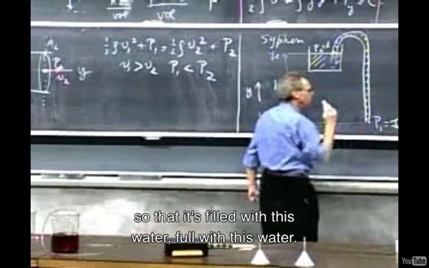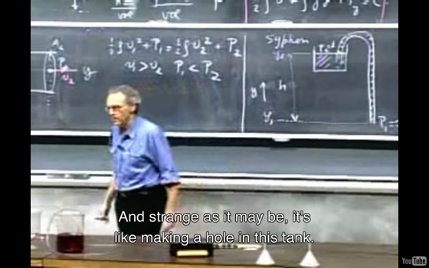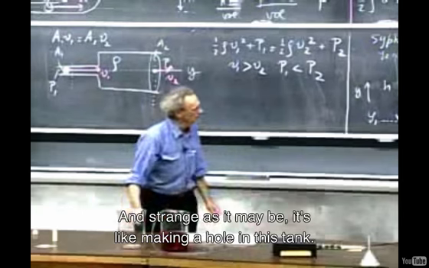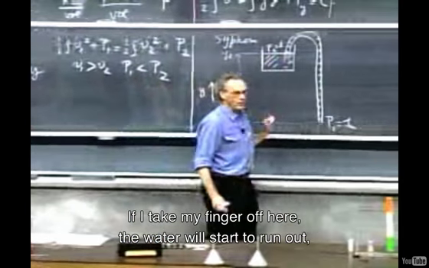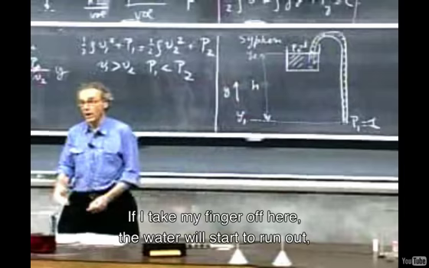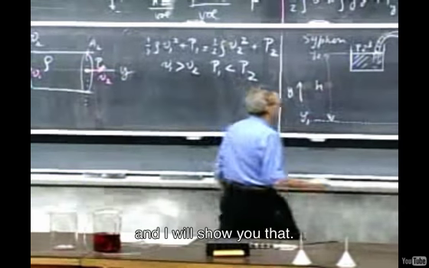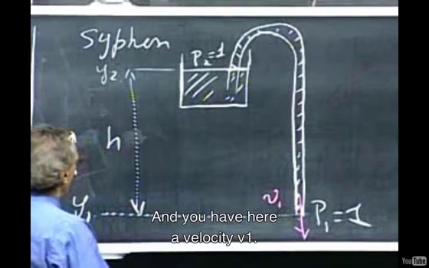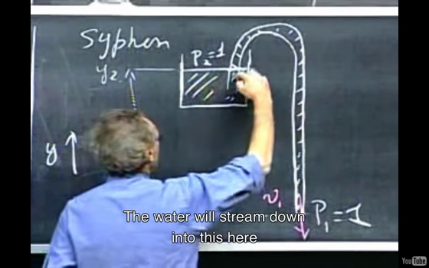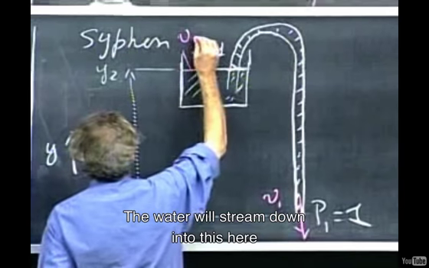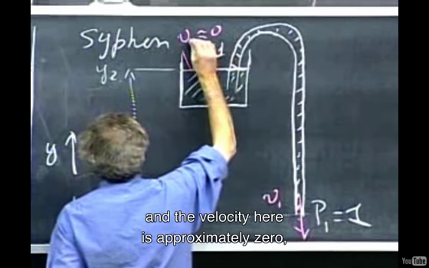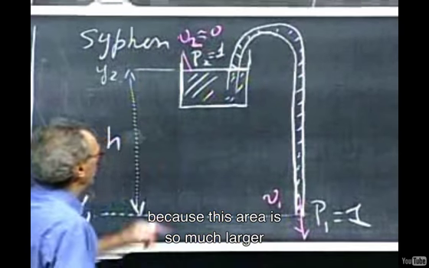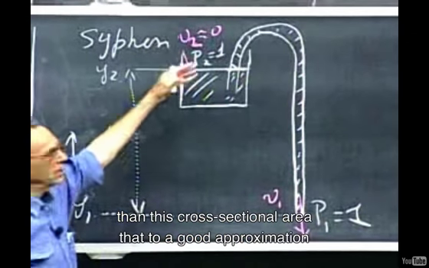And strange as it may be, it's like making a hole in this tank. If I take my finger off here, the water will start to run out, and I will show you that. And you have here a velocity, V1. The water will stream down, and the velocity here is approximately 0, because this area is so much larger than this cross-sectional area that, to a good approximation, this water is going down extremely slowly.